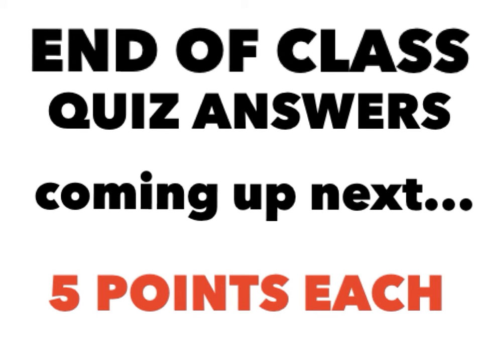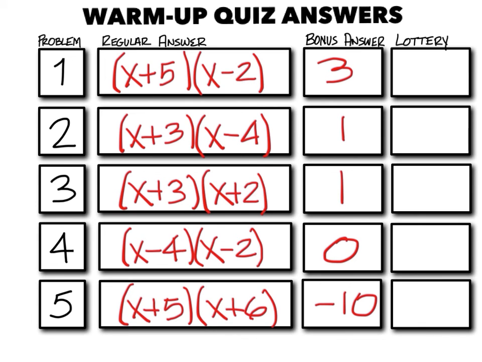The end of class quiz answers are coming up next after all students have collected their paper from the table where I have photographed each one. There are your answers to the factoring end of class quiz. The bonus is 4, 3, 9, 7, 8.